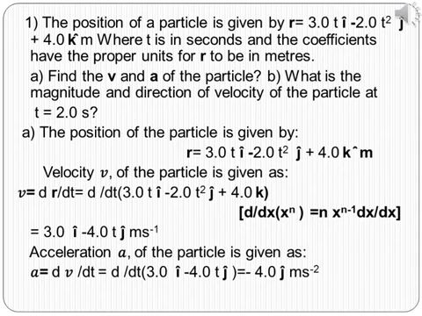Velocity vector v is equal to rate of change of position vector, is equal to dr by dt. It is equal to d by dt of 3t i cap minus 2t square j cap plus 4k cap, which is equal to 3 i cap minus 4t j cap meter per second.